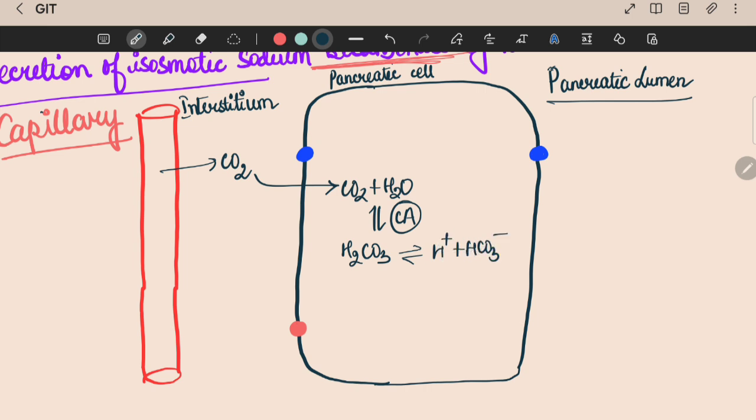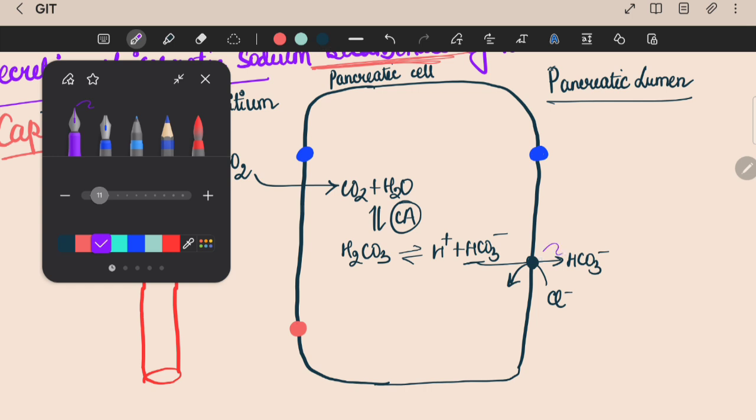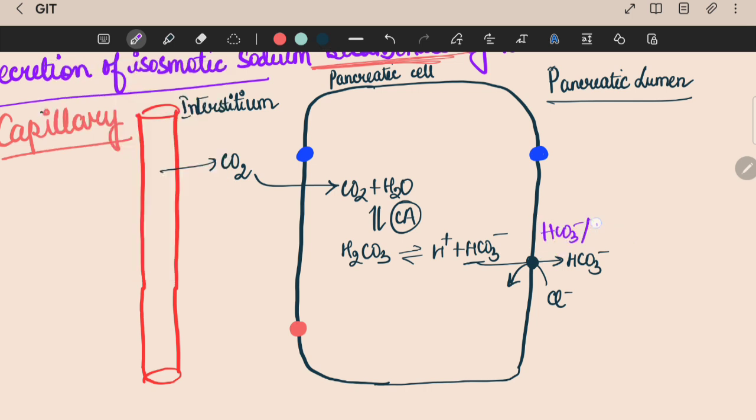Okay, now see what will happen. This is the first step. Now there will be exchange of this bicarbonate. The bicarbonate produced will exchange for chloride. So chloride will come into the cell from the pancreatic lumen, and bicarbonate will go out. Here there is a particular protein called the bicarbonate chloride exchanger. This is an anion exchanger. This exchange will happen mainly on the luminal surface.